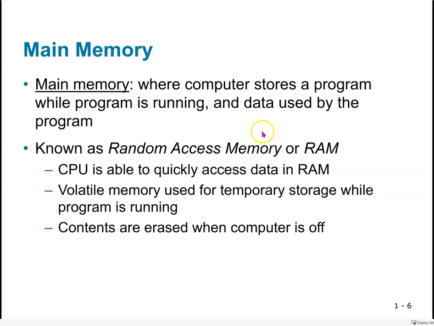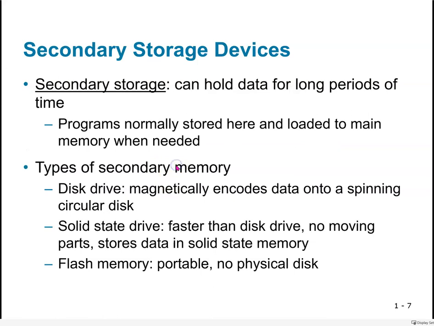Main memory is where the computer stores a program while running, and data also used by the program. It's known as random access memory. The reason it's called that is because it can be quickly accessed, but it's volatile. When the power goes off, it gets lost.